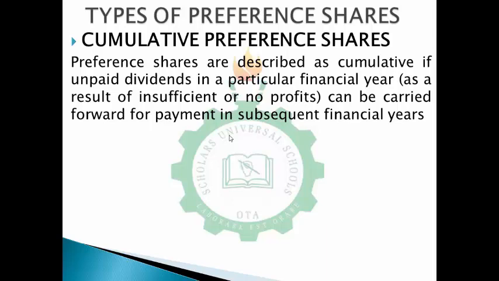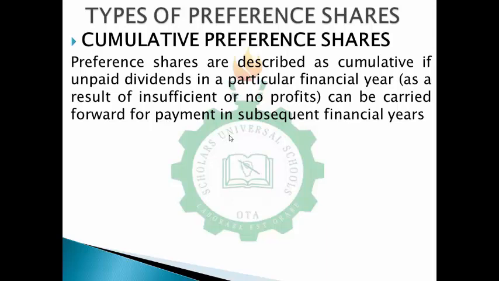So what I'm saying about cumulative preference shares is that if there is any issue of unpaid dividend in a particular year, those unpaid dividends could be carried forward for payment in the next year. So that is what we mean by cumulative preference shares.